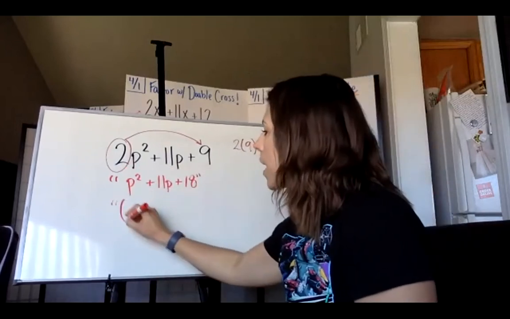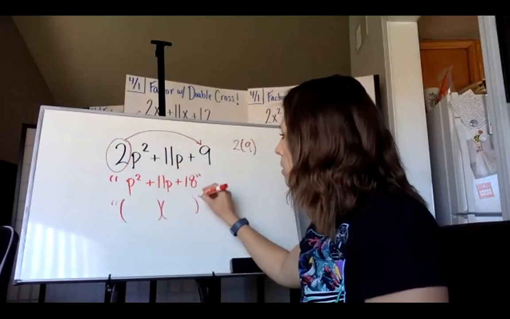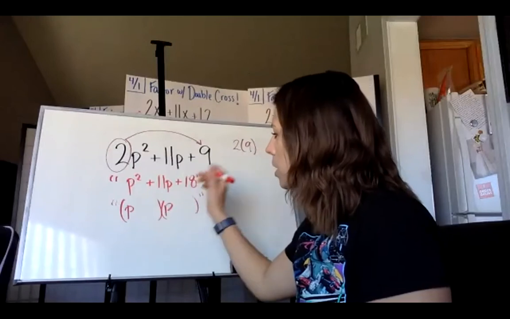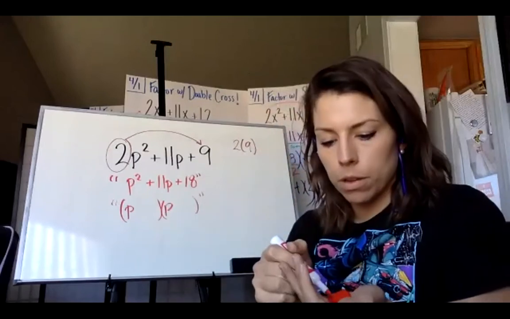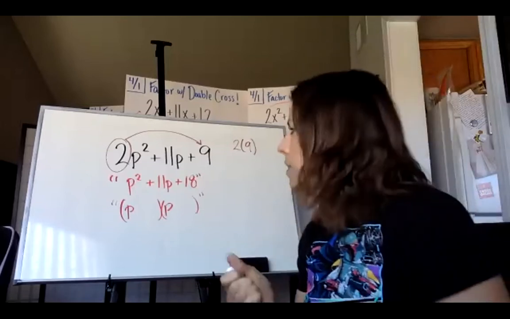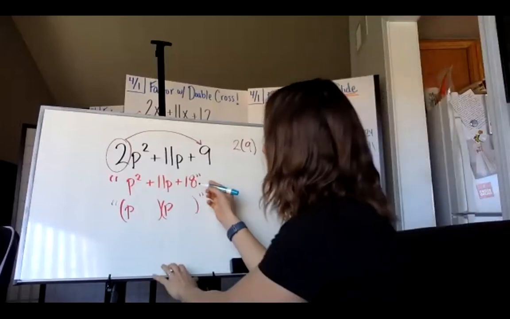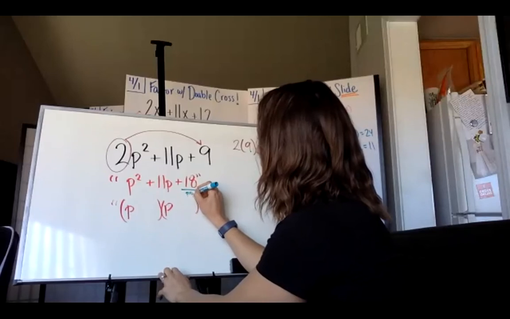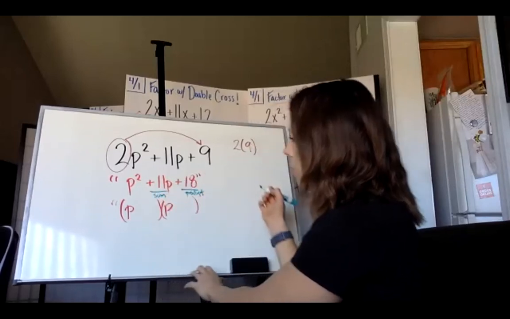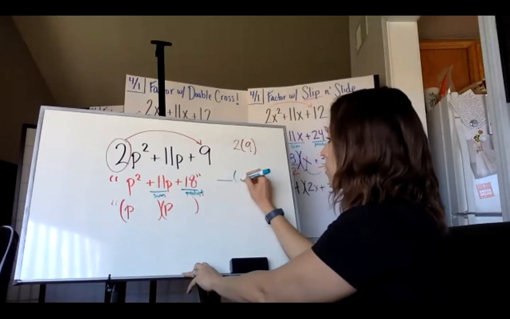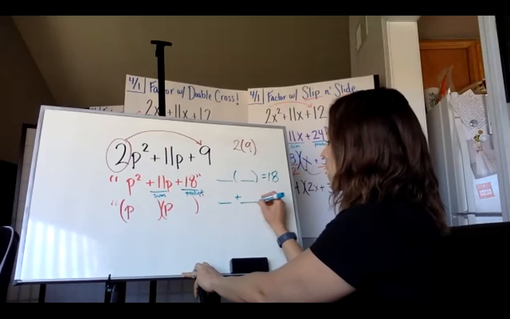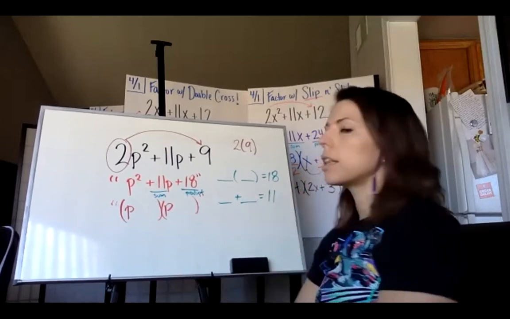We know that's going to factor into 2 binomials. And we know that the first term in each binomial is going to be p. To find the second term in each binomial, we are going to play the P's and Q's game. So what 2 numbers have a product of 18 and a sum of 11? What times what is 18, that when I add them together, I get 11?